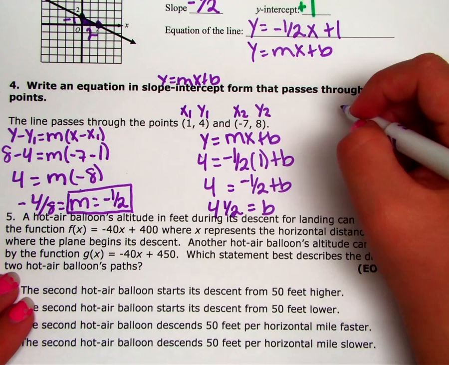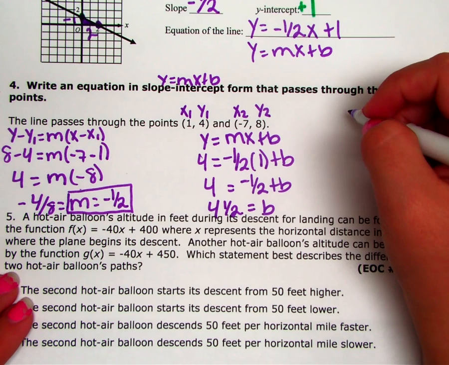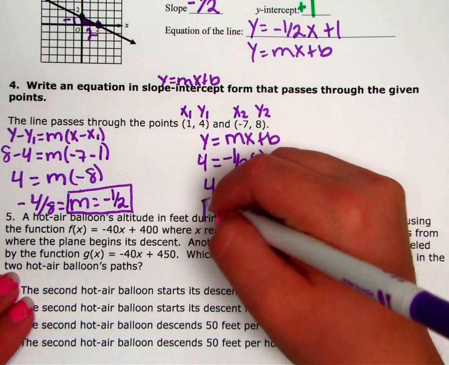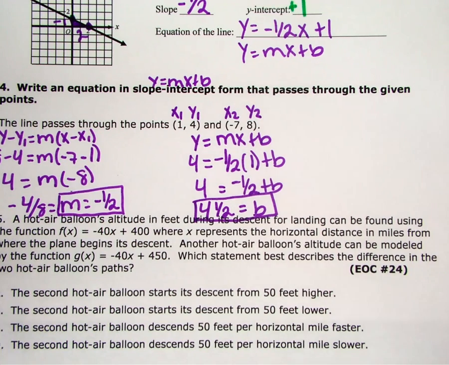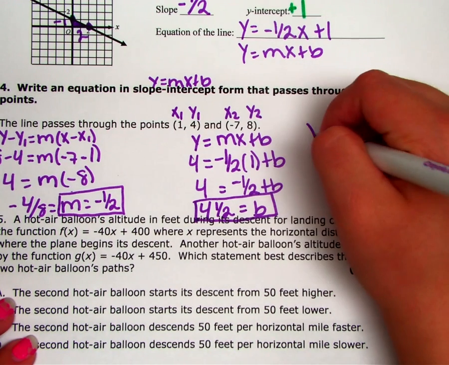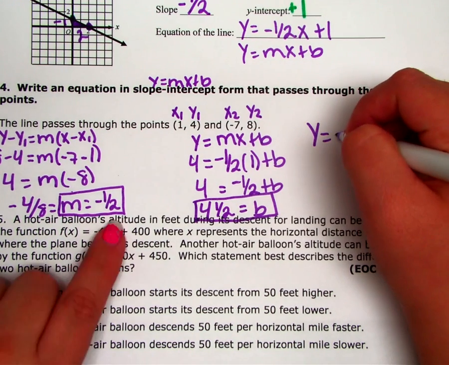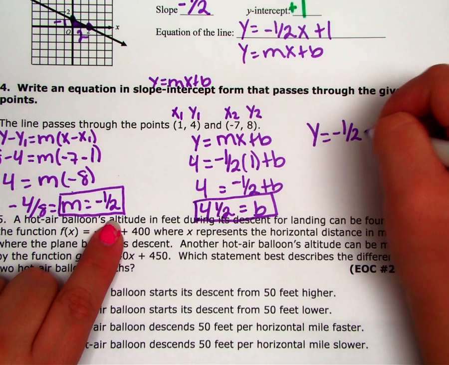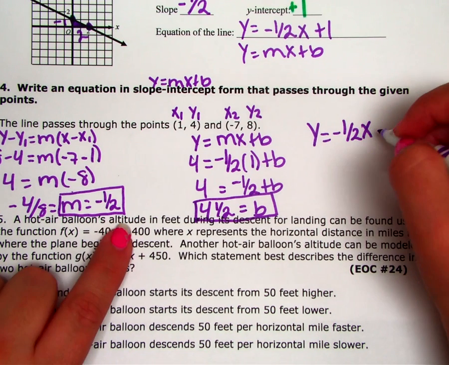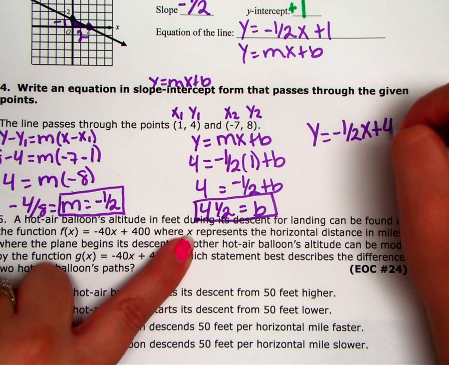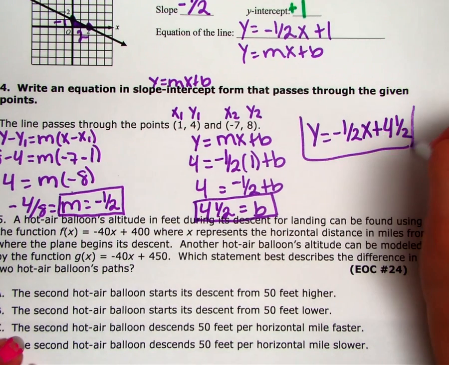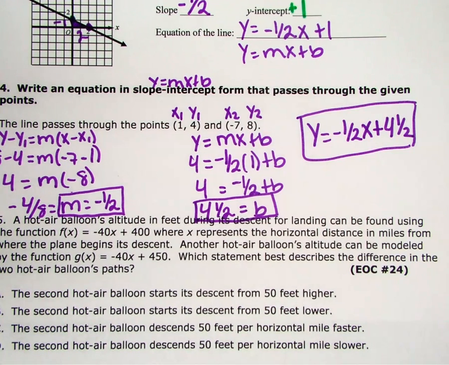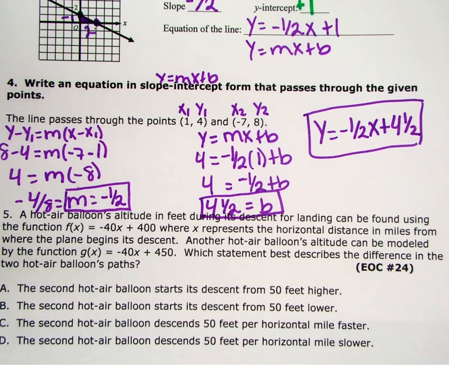So now from here, I have my slope and I have my y-intercept. So the last thing I need to do is combine it. So I will have y equals my m, which is negative 1/2, my x, and then my b, which is 4.5. So there's our final answer. I know it was a lot of work, but it's okay. There's only going to be a couple of problems like that on your test.